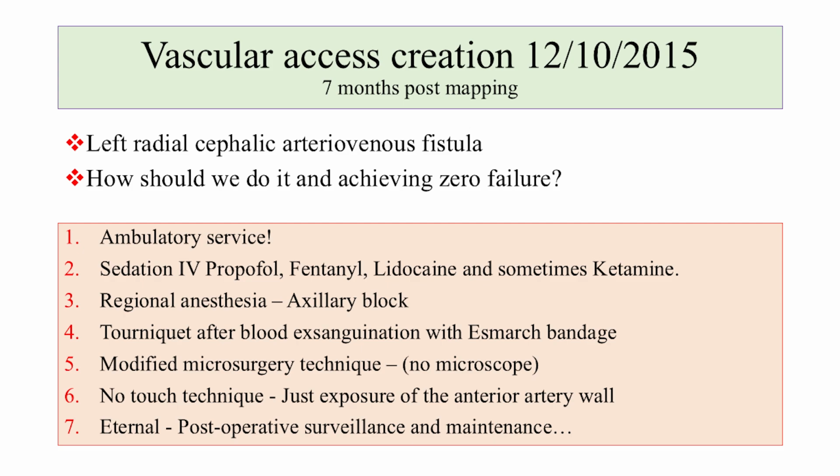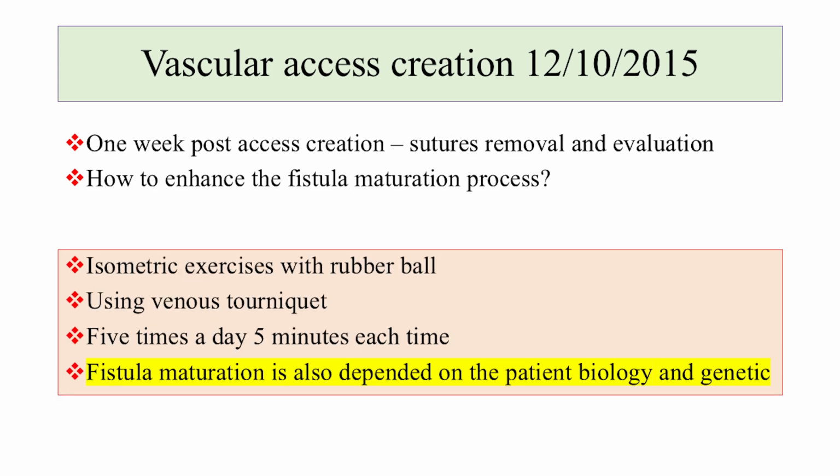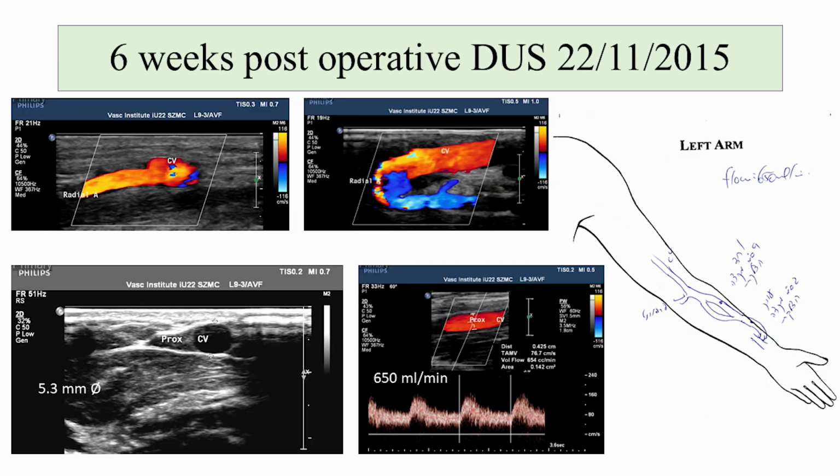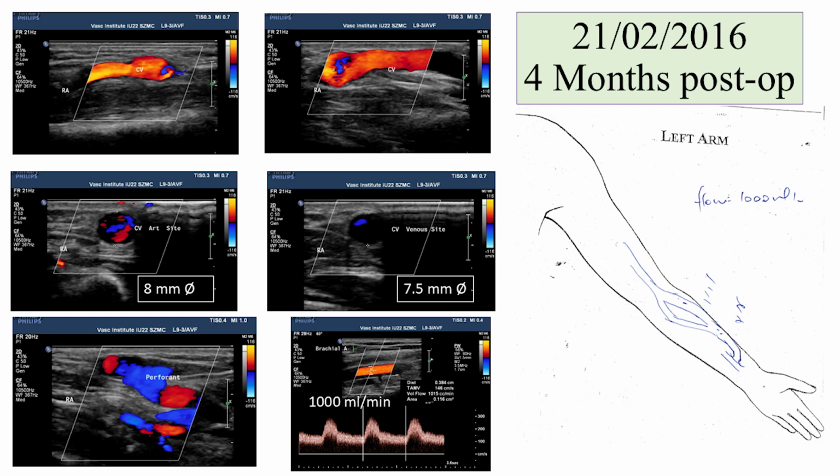The steps of achieving zero failure are detailed on these slides: ambulatory service, sedation, regional anesthesia, tourniquet after exsanguination, microsurgery technique, no-touch technique, and eternal post-operative surveillance and maintenance. One week post-access creation, sutures removal and evaluation took place, and we enhanced the fistula maturation process. Six weeks post-operative, the vein diameter was 5.3 mm, and the access flow was 650 ml per minute. Thus, we initiated cannulation.